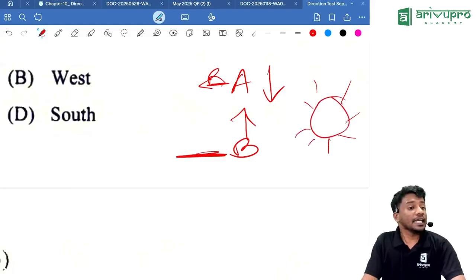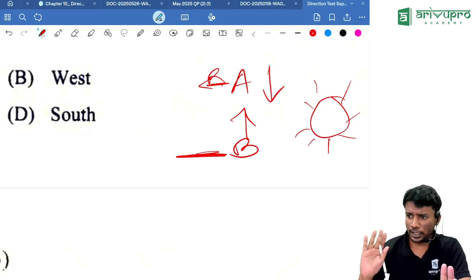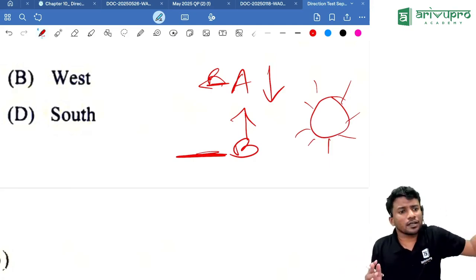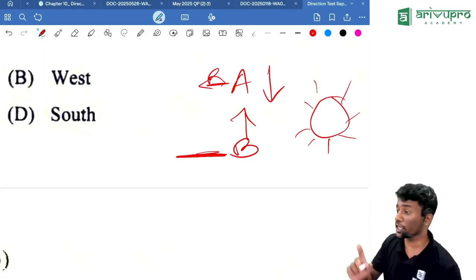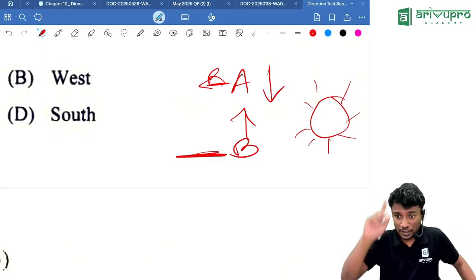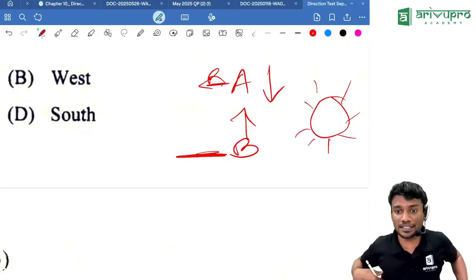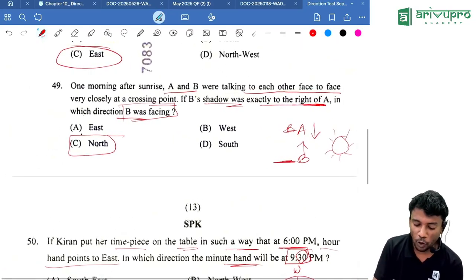Then, if a person is looking towards north or south only, the shadow will be to the right hand side or left hand side of that person. Otherwise, if a person is looking towards east, where will the shadow be? Behind him. If a person is looking towards west, where will the shadow be? In front of him. So, the answer will either be north or south.